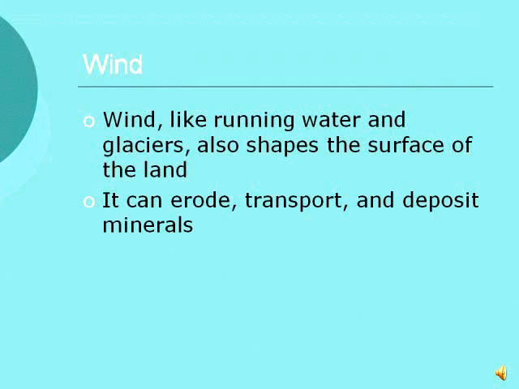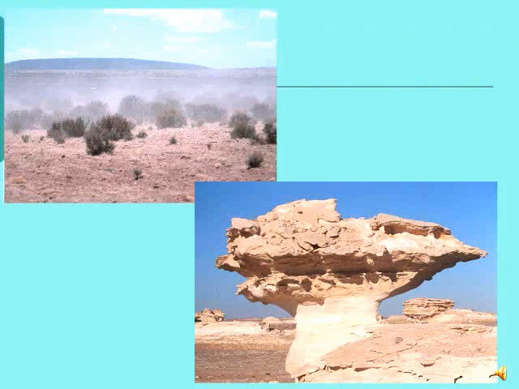Wind, like running water and glaciers, also shapes the surface of the land. It can erode, transport, and deposit materials. So here you have any dry climate is going to be very susceptible to wind erosion. It'll be able to pick up things very easily and create dust devils, that kind of thing that's almost like a tornado, and will erode the surrounding area very quickly. On the right-hand side, you can see the rock that is being held up by a small column, and all around it is where the wind has eroded the rock away.